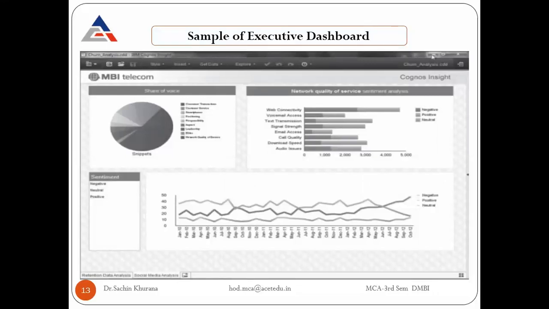Such kinds of dashboards would definitely help these decision makers of MBI Telecom to take decisions based on these graphs, this statistical tool, or you can say based on this dashboard, so that they can plan their future policies for the organization, the future growth of the organization. So they take their decisions based on these dashboards only.